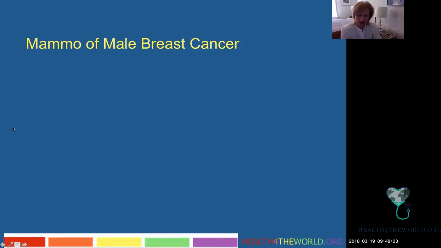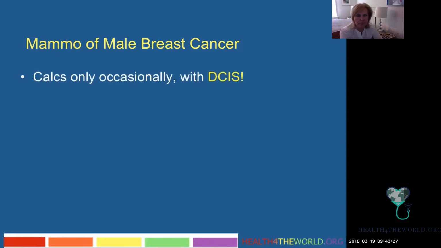All right, now we're going to turn to mammography of male breast cancer. It's important to remember that calcifications only occasionally present as part of male breast cancer. If we do see calcifications, it generally means that there is ductal carcinoma in situ, or DCIS.